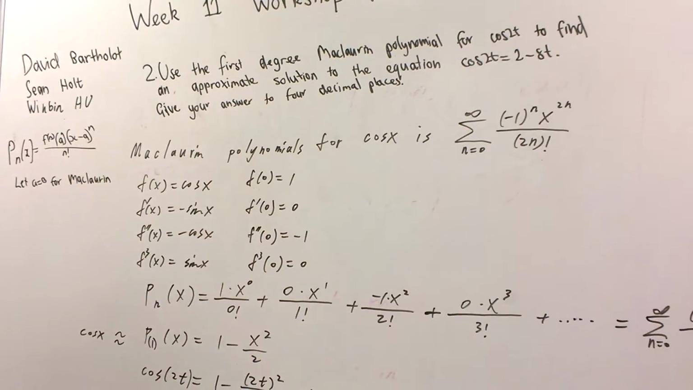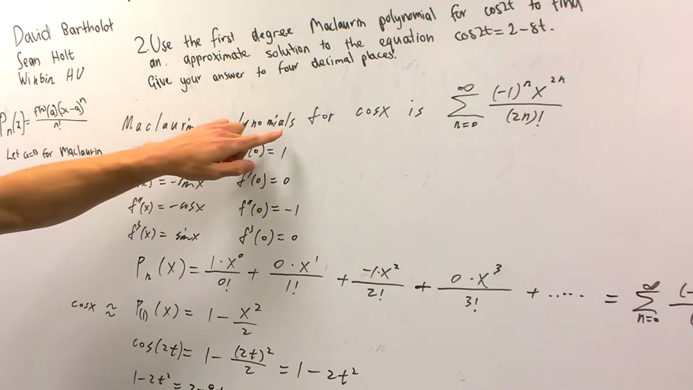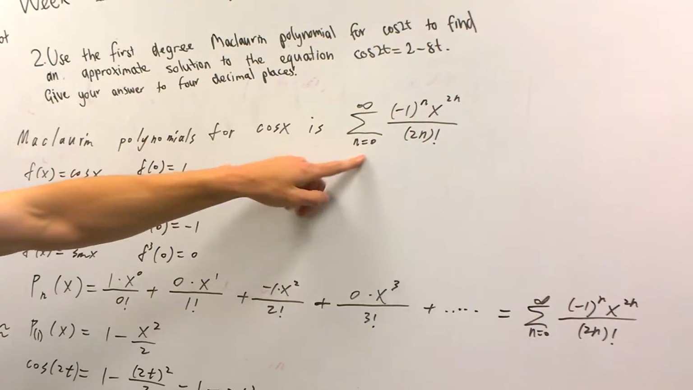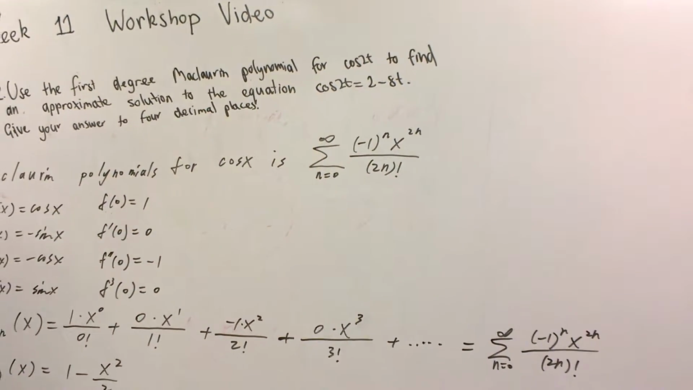an approximate value. So we're going to come in with the Maclaurin polynomial for cos x, and we found that to be this value right here, and I'll pass on to Winbin to show you how he got that.